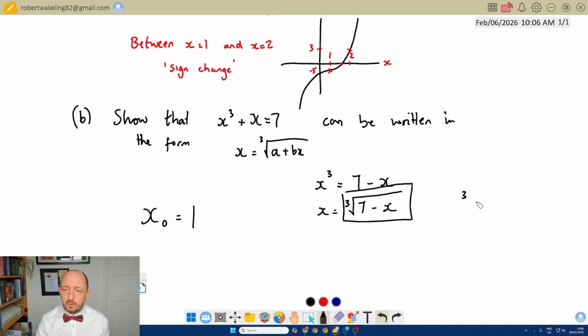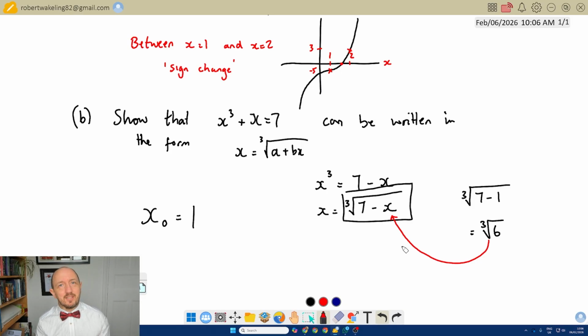So we can put 1 into here. I'll just write out what that looks like. 7 minus 1, so the cube root of 6. Your calculator is going to do all this for you. The cube root of 6, horrible decimal. But then we take that answer and we put it back into here. 7 minus that horrible decimal, take the cube root. That will give us another decimal, another answer. And then we do the same process, usually about 3 times.